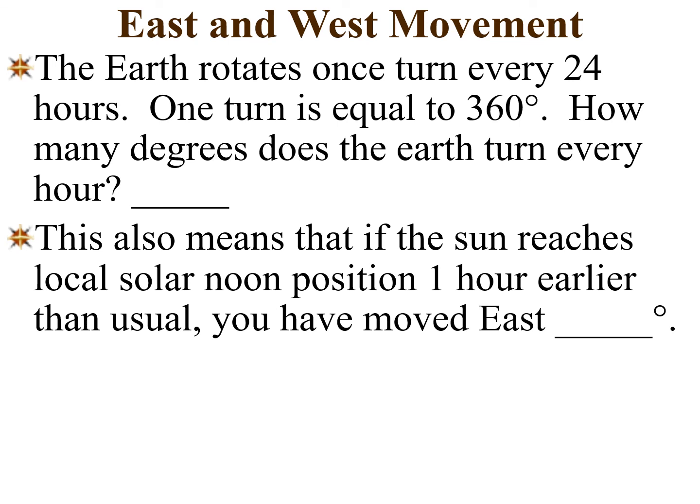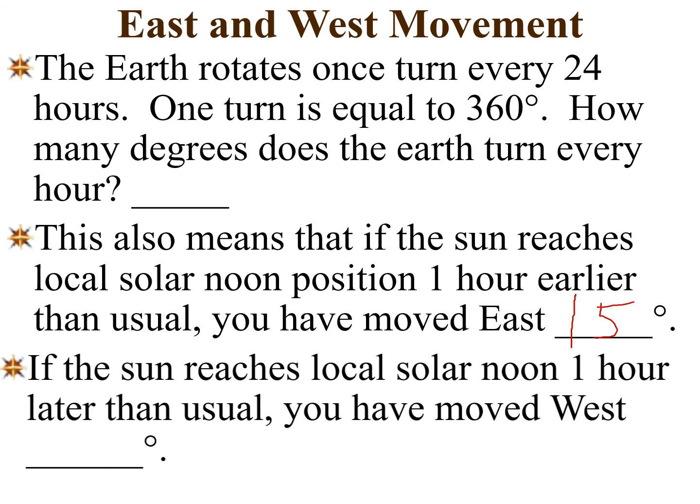So this means if the sun reaches local solar noon 1 hour earlier than usual, you have moved east. Well, how many degrees? If you moved in such a way as to get the sun to rise 1 hour earlier, how far did you move? Can you get it? Yes, you moved east 15 degrees.